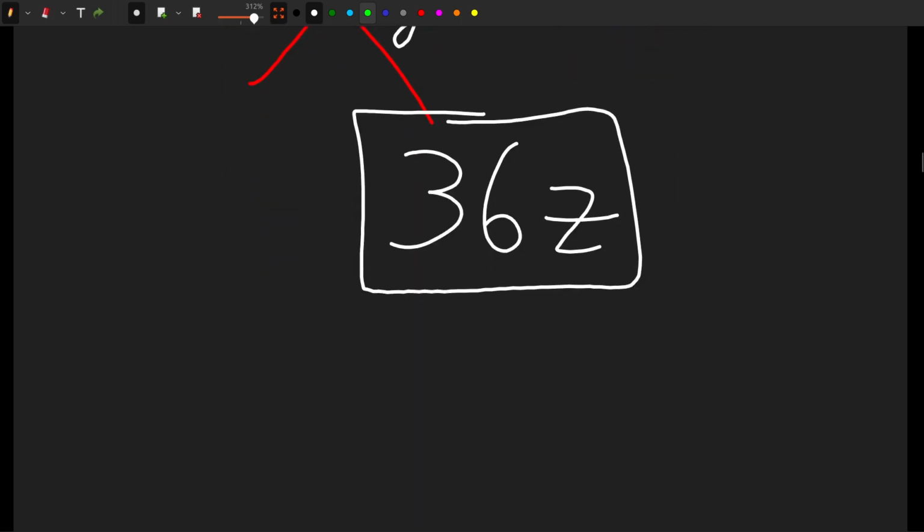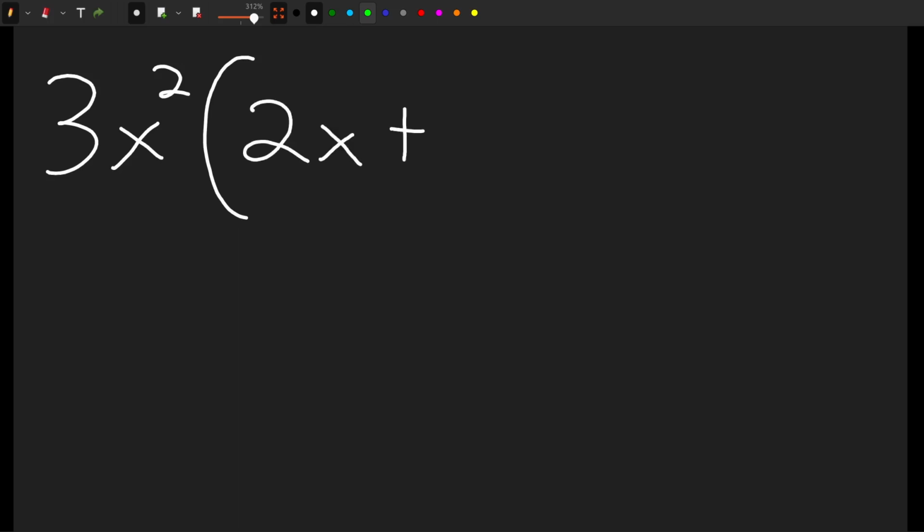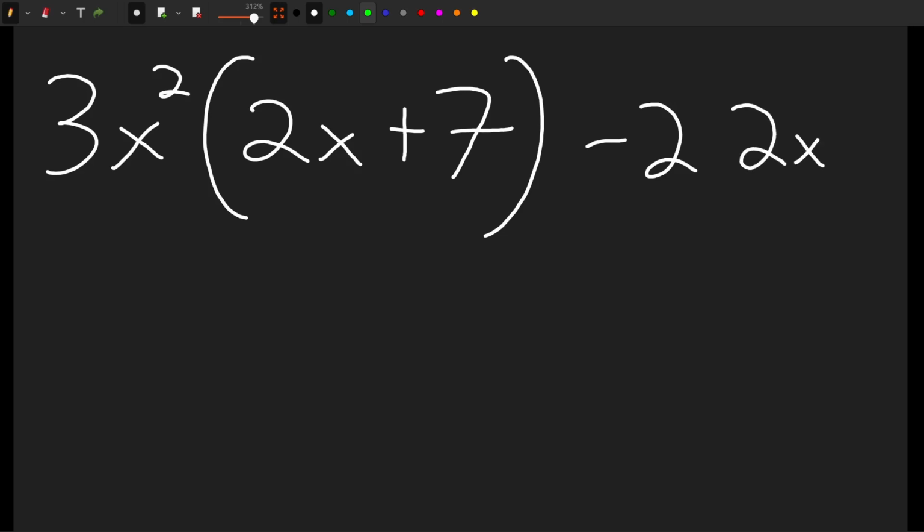Next problem. We'll have two more problems. They're going to get increasingly harder. So these last two are more challenging. We'll start off with 3x squared combined with 2x plus 7 in parentheses minus 2x plus 5.